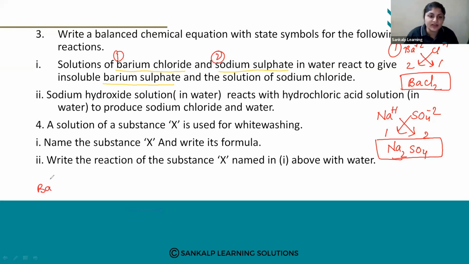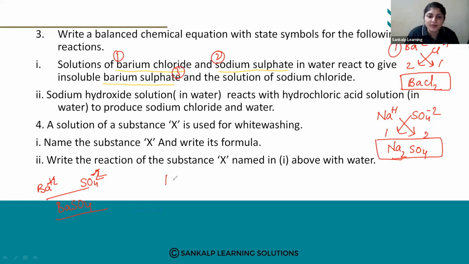Barium sulfate again: Ba plus 2 and sulfate is SO4 minus 2. So both will get cancelled, as both the charges are same. Plus 2 minus 2 means it will get cancelled, and this forms BaSO4. So this is our third one.